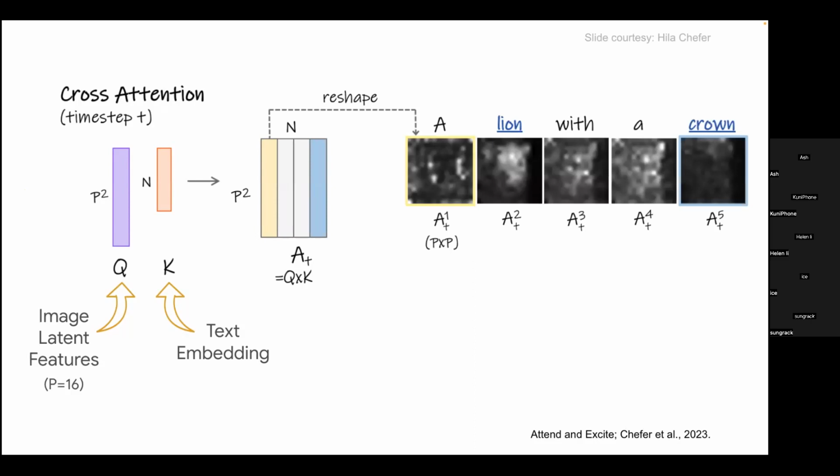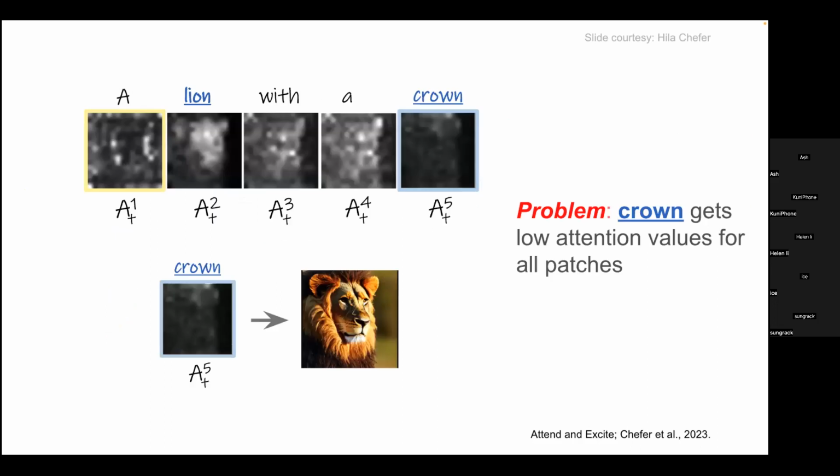And a bit more visually, if we consider this prompt, a lion with a crown, we can see that some of the tokens are actually getting neglected. If we probe the cross-attention maps, there's no strong activation of the subject tokens in the first place. So this is the problem. Crown gets very low attention values for all these patches, and inherently in these text-to-image diffusion systems, there's no inherent incentive for these models to supercharge the attention values for all the patches.